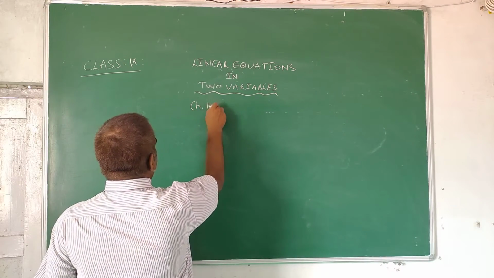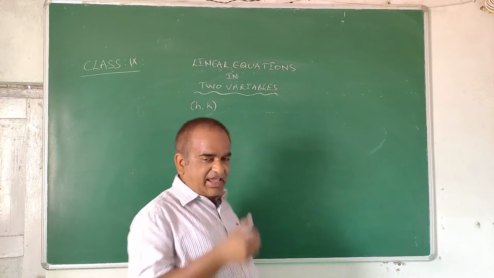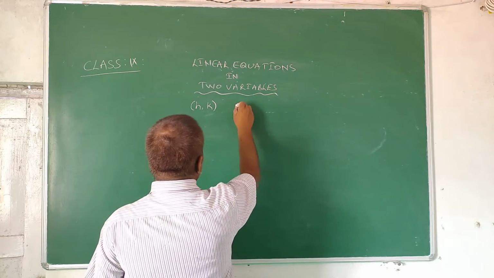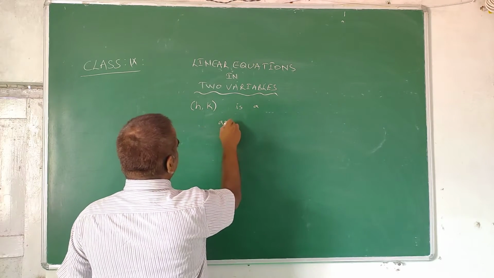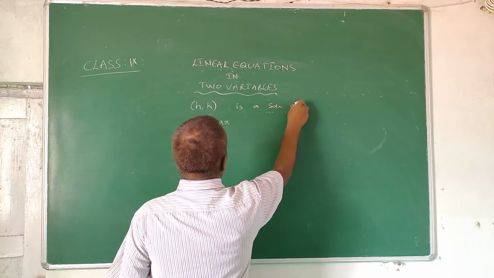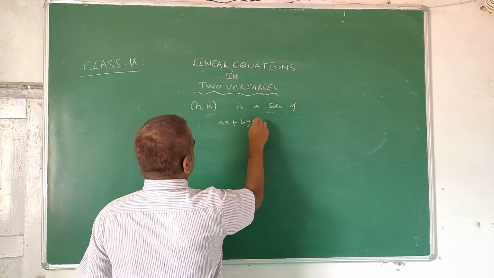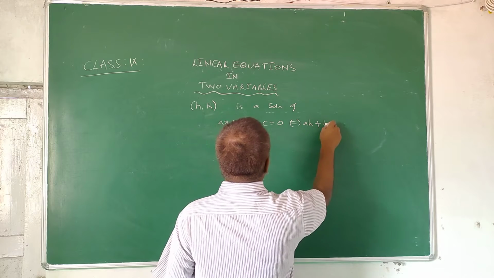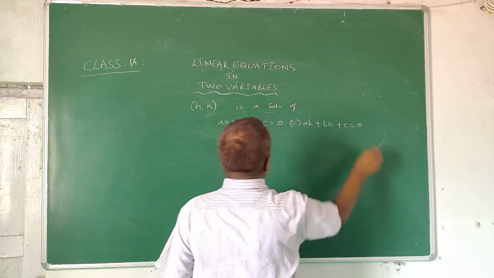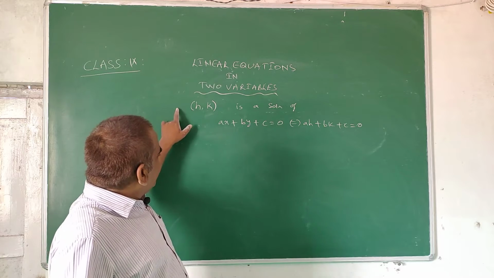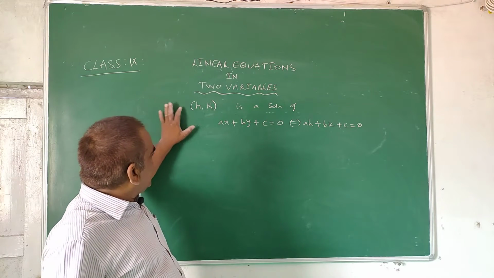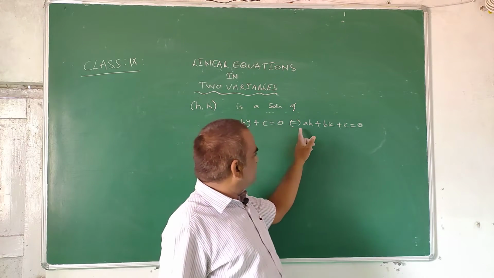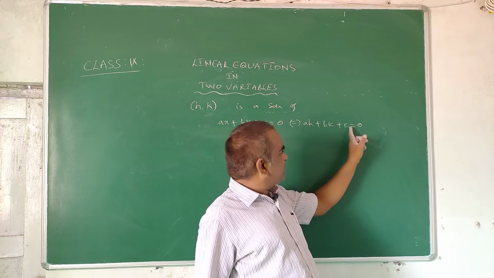The ordered pair of real numbers h comma k is a solution of ax plus by plus c is equal to 0 if and only if ah plus bk plus c is equal to 0. The ordered pair of real numbers h comma k is a solution of ax plus by plus c is equal to 0 if and only if ah plus bk plus c is equal to 0.